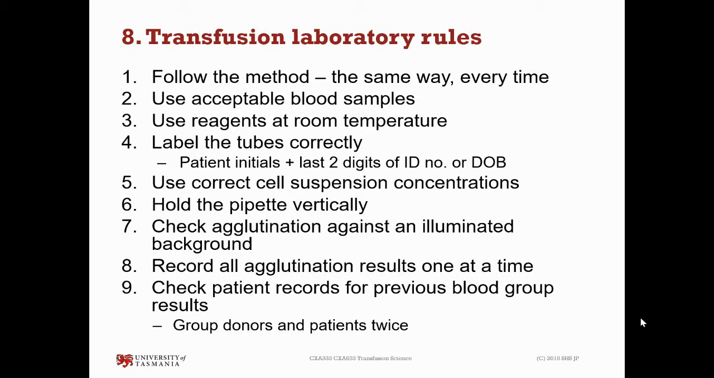So you need to label the tubes correctly. I know sometimes it's a pain, but when you get to the stage where you are testing more than one patient, it's really important that the tubes are labelled correctly so that you can tell the difference between your patients, and so you don't get your results mixed up. It's also really important to record all your agglutination results one at a time. Look at your tube, decide on the result, write it on your form, put that tube down, look at the next tube, decide your result, write it on the recording sheet, put that tube down. That's really important.